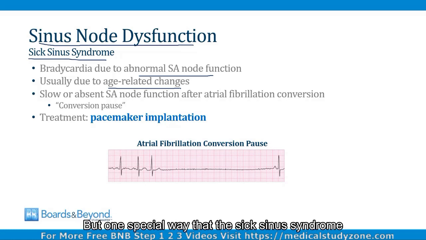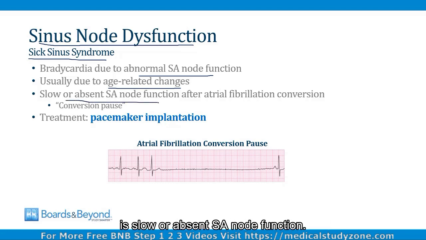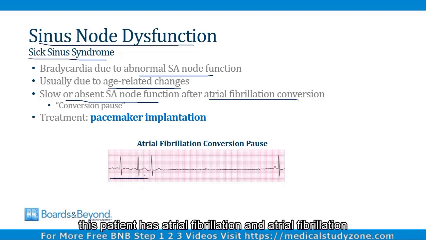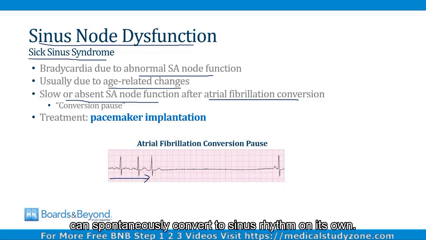But one special way that sick sinus syndrome often presents, that you should be aware of, is slow or absent SA node function after atrial fibrillation converts to sinus rhythm. Let's take a look at this tracing on the screen here. On the left side of this tracing, this patient has atrial fibrillation. And atrial fibrillation can spontaneously convert to sinus rhythm on its own.